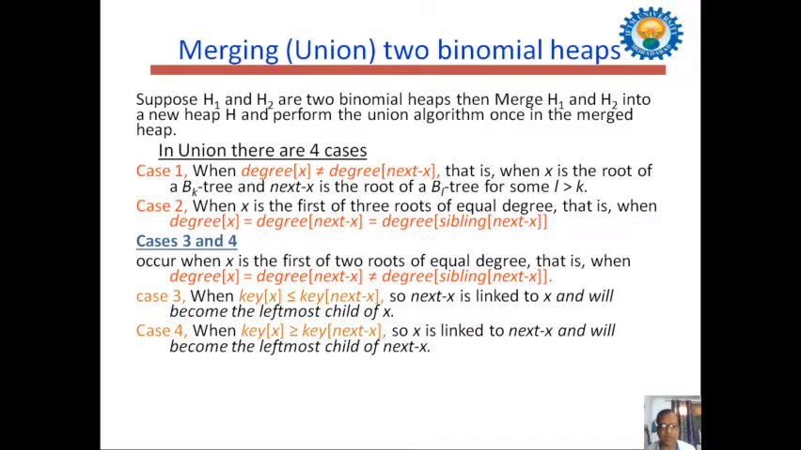When key of x is less than or equal to key of next of x. So next of x is having the greater key, so it will be linked to x and it will become the leftmost child of x. In case 4, when key of x is greater than or equal to key of next of x, that means x is having the greater key than next of x, then x will become the leftmost child of the next of x.